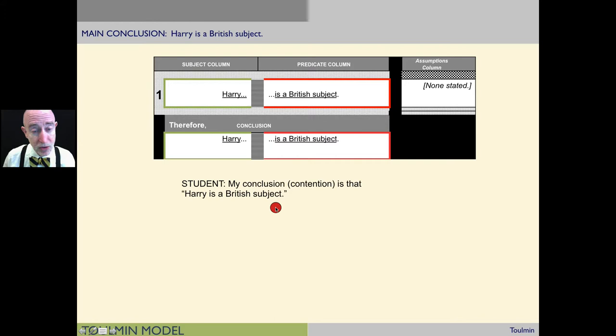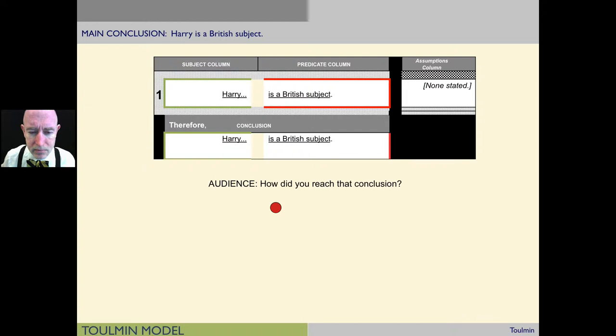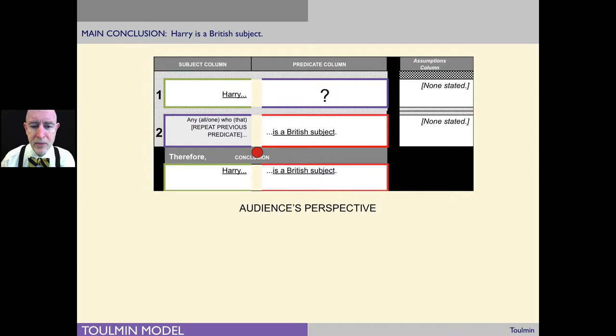So there's no reasoning given in here yet, because the student takes that as a given. But the audience says, how did you reach that conclusion? Because they don't see the connection right here between Harry and is a British subject. So that gap is what the student needs to attempt to close for the audience. So in effect, the audience is saying, how do I get from Harry down to is a British subject? There needs to be another predicate here that will join these two.